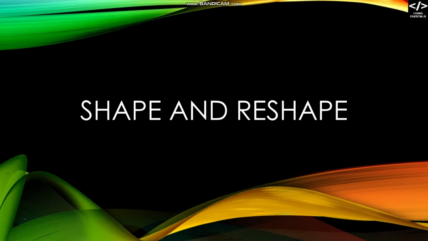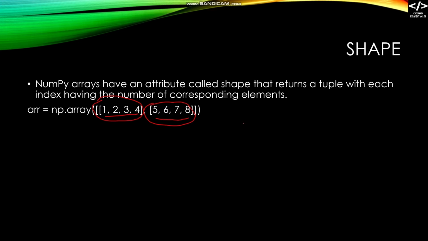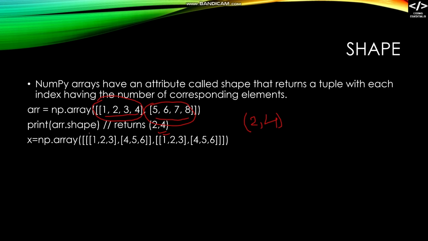Okay, now let's talk about shape and reshape. First, shape. NumPy arrays have an attribute called shape that returns a tuple with each index having the number of corresponding elements. For example, if we take a 2D array, it has two 1D arrays. So this is the first one and this is the second one. And inside those 1D arrays, there are 4 elements each. So it will return 2, 4. Then if we take an example of this 3D array, there are two 2D arrays first. So these are the two 2D arrays.